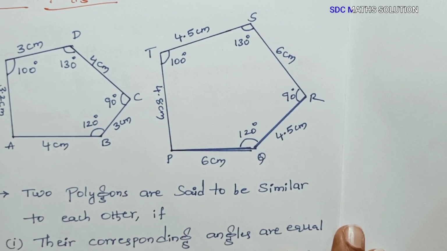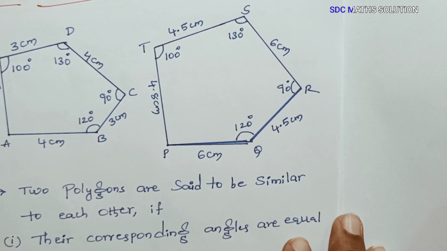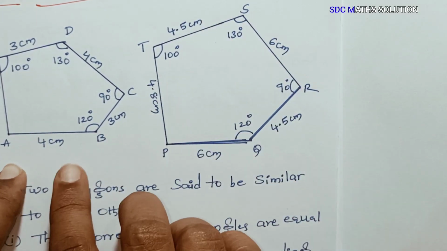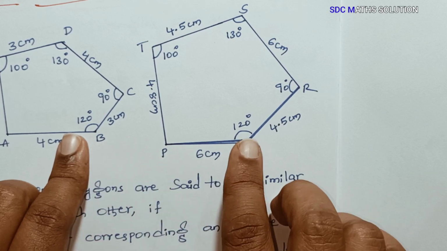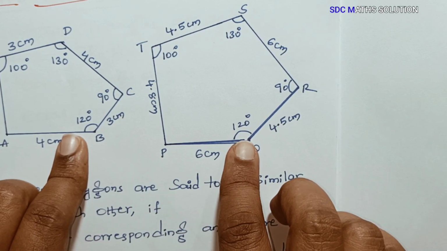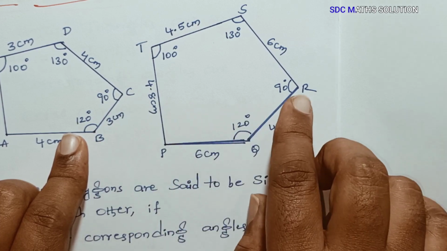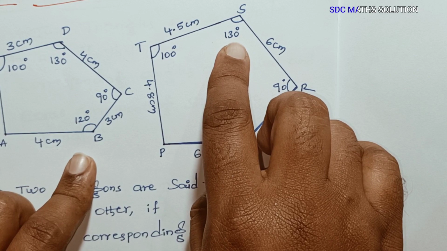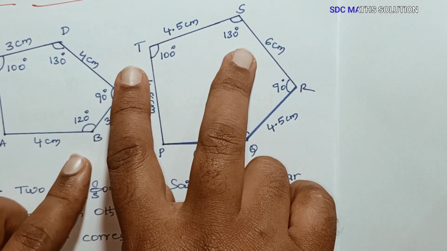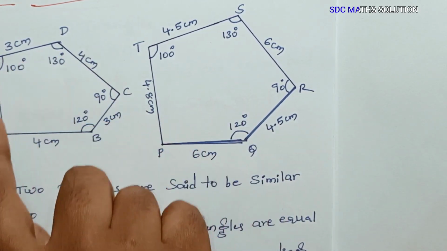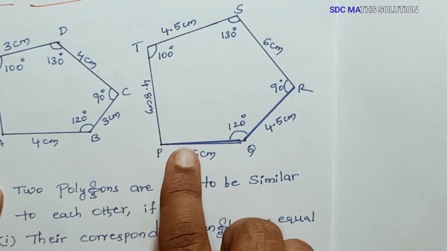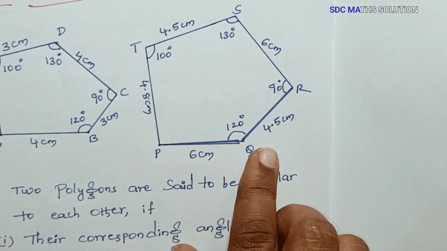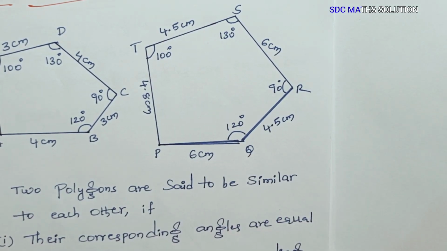When these two polygons are similar to each other, all the corresponding angles must be equal. Here angle B is 120 degrees, angle Q is 120 degrees. Angle C's corresponding angle is angle R, these two are 90 degrees. Angle D's corresponding angle is angle S, these two are 130 degrees. Like that, all the angles in one polygon must be equal to all the angles in the other polygon. Next, the ratio of corresponding sides must be equal.